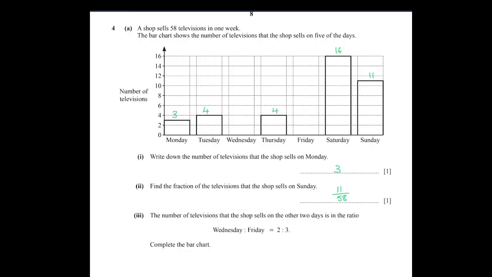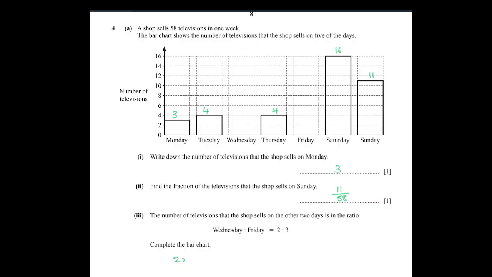Now this 20 has to be divided in the ratio of 2 is to 3. So 20 can be divided into two numbers, and it should be in the ratio of 2 is to 3. So we take x as the common multiple of 2 and 3.